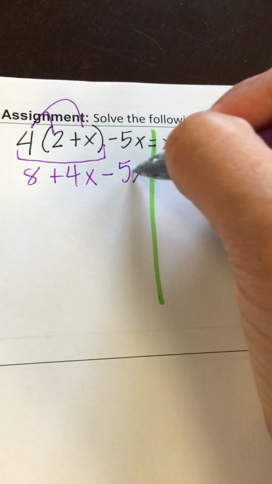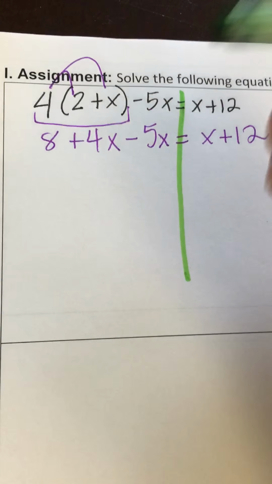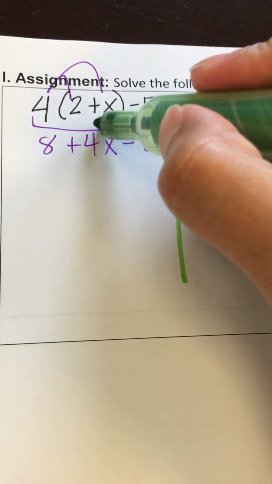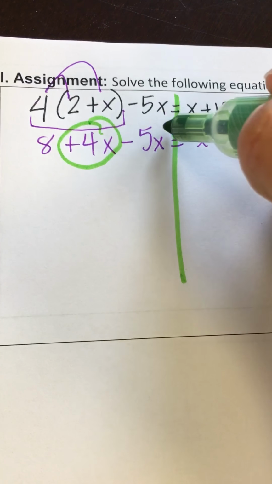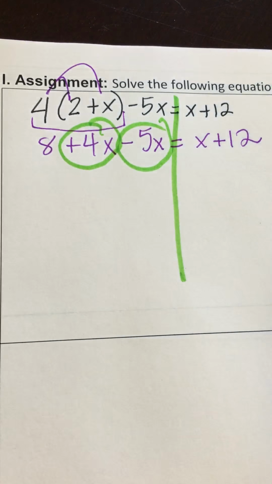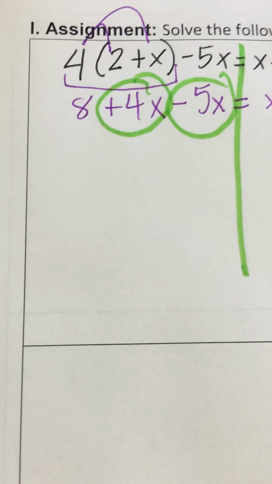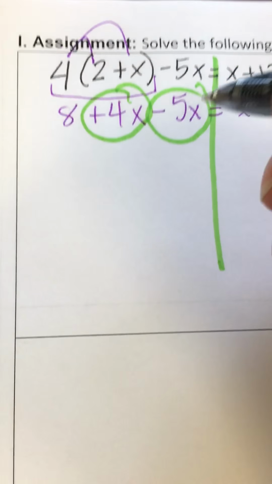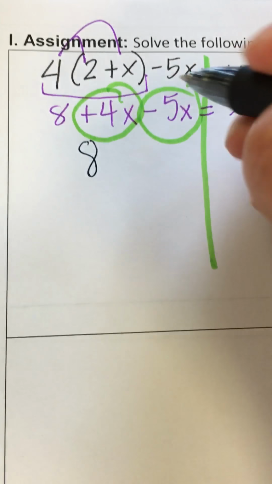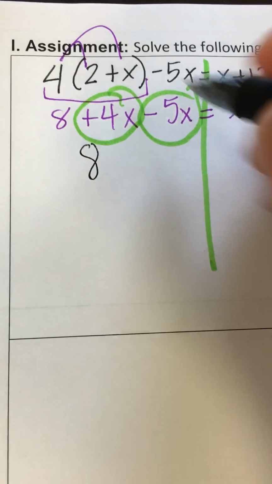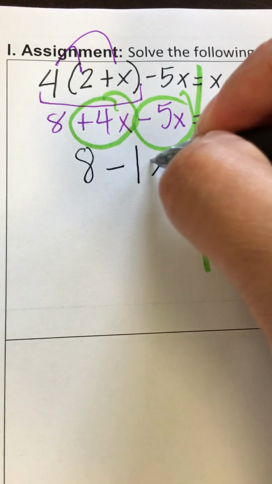Still covering this side and ignoring it, I ask, am I done simplifying? Here I see two things that can be combined because they are like terms. The 4x and the negative 5x because they both have x's. Now they're in the same side, so all you do is put them together, combine them, add them. 4x minus 5x gives me negative 1x.